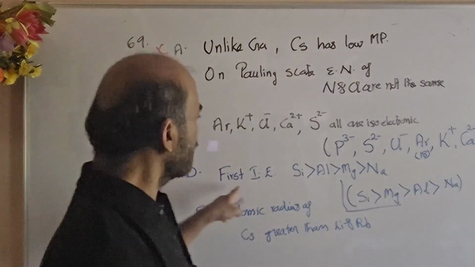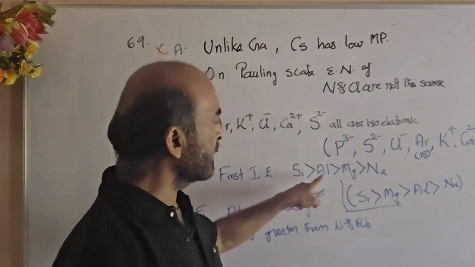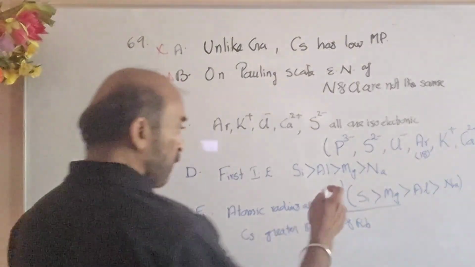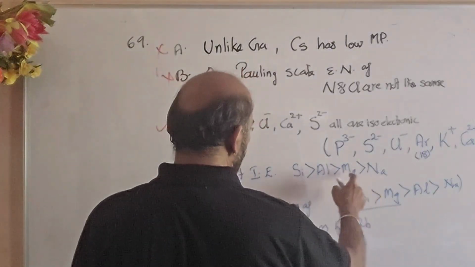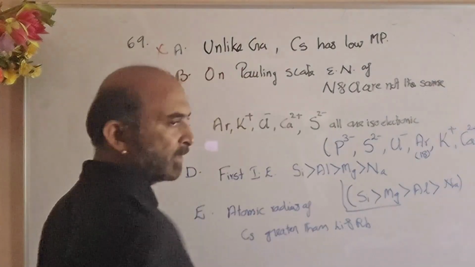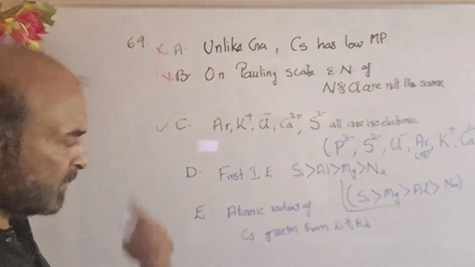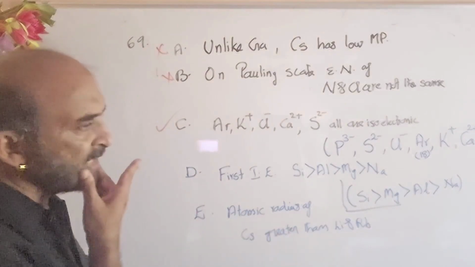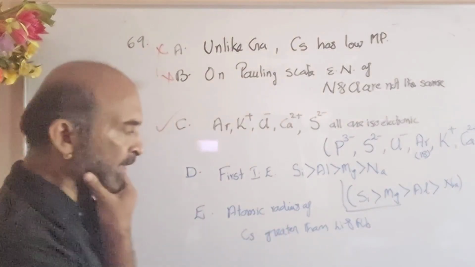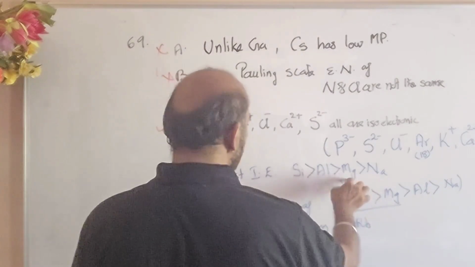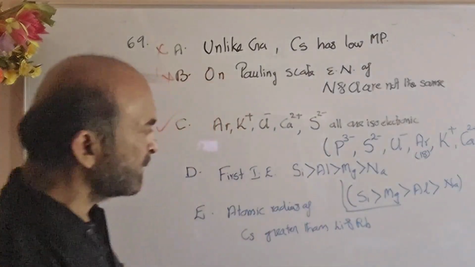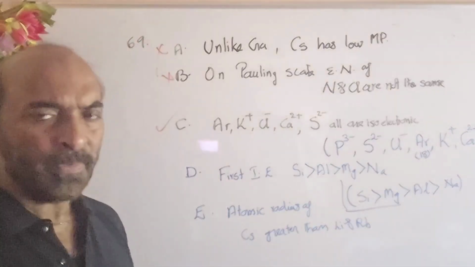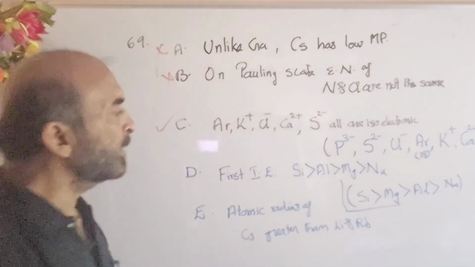Next, D. First ionization energy, silicon greater than aluminum greater than magnesium greater than Na. The order of these elements in the periodic table is Na, Mg, Al, Si. Sodium, magnesium, aluminum, silicon, isn't it? Across the period, ionization energy actually increases. So we may expect from sodium to magnesium to aluminum to silicon, ionization energy increases regularly as shown here. But there are always some exceptions.